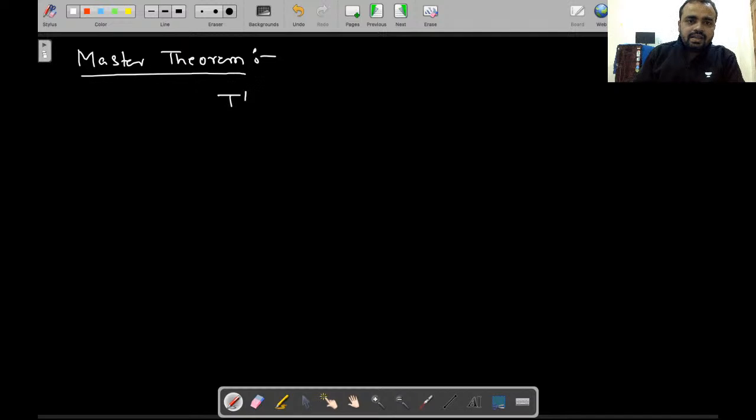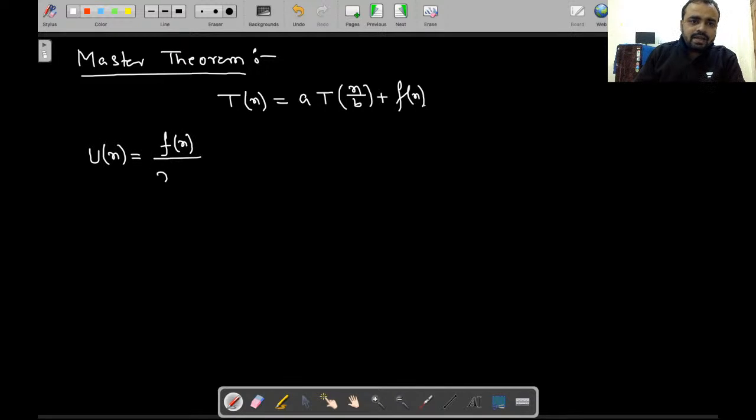See, if the recurrence relation T of n is given as aT of n by b plus f of n, then first of all we will calculate u of n, and u of n will be calculated in this form: f of n divided by n to the power log of a on the base b. So what we are doing over here, the divide time, and this one is called basically the combined time.